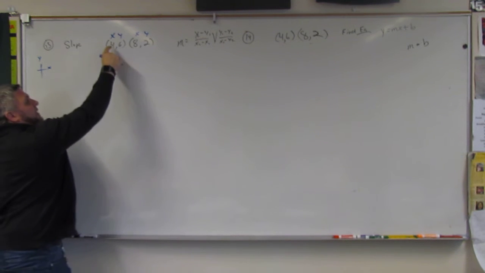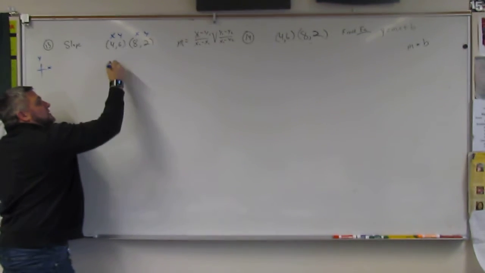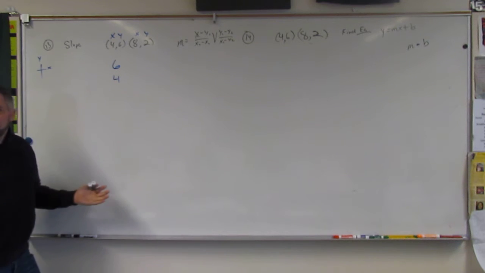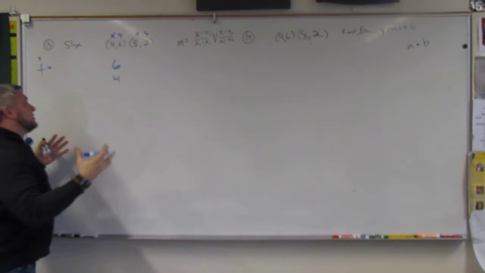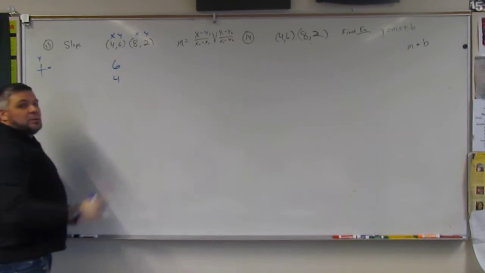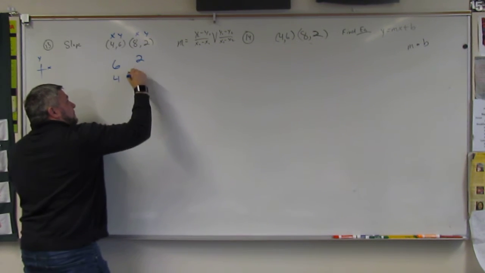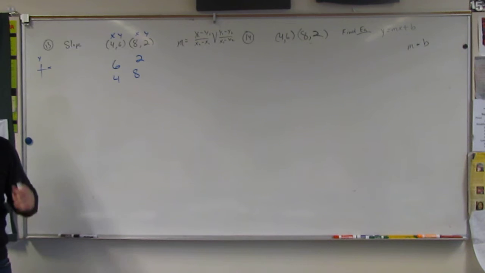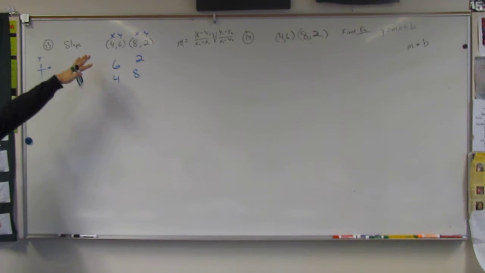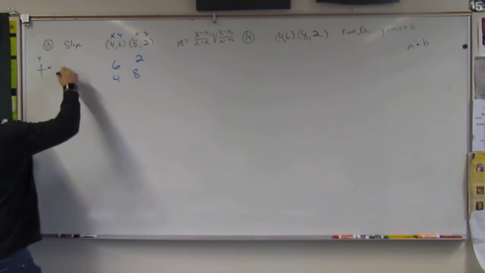So which one's y? 4 or 6? So just put it on top. Okay? Which one's y? 8 or 2? 2. Put it on top. Okay? It's that easy. Now they're organized. Okay? So that's flip it.